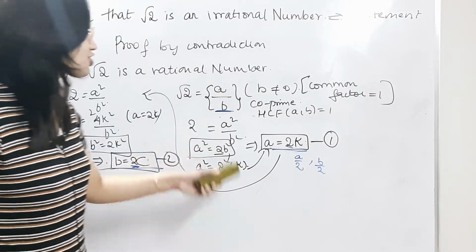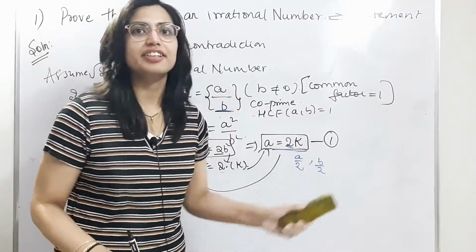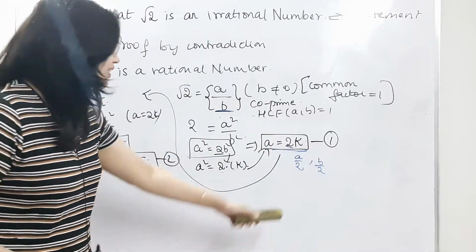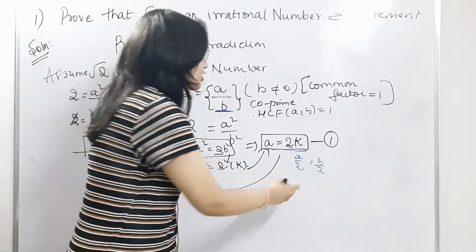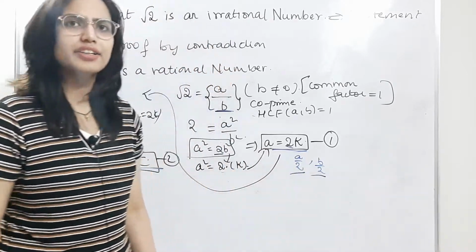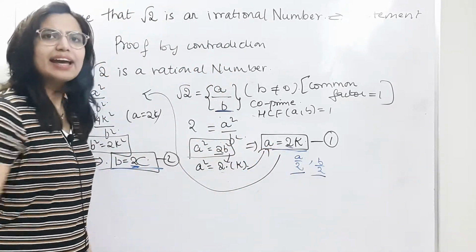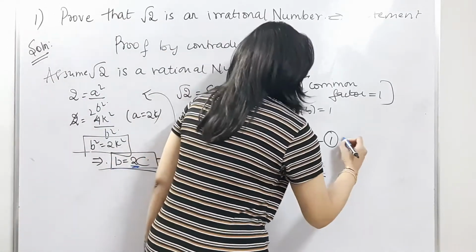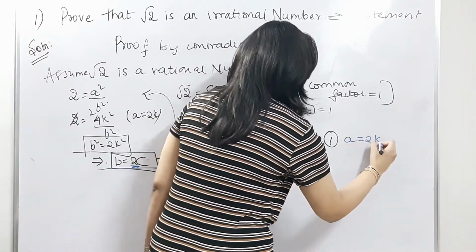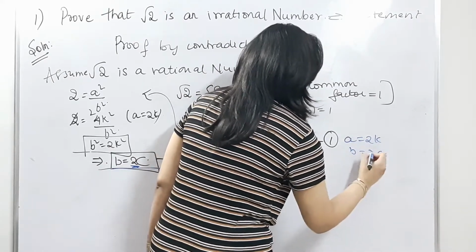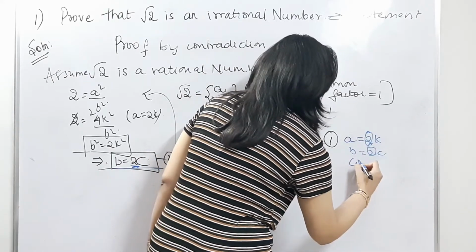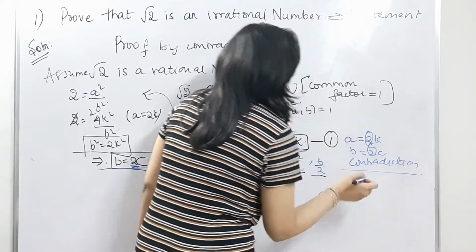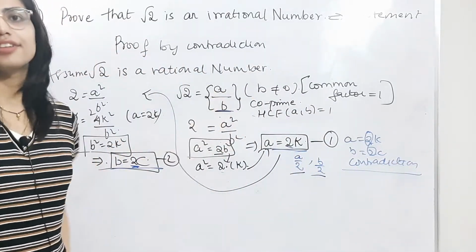We didn't give a chance to say that there is a common factor. That is the reason why we assumed A by B is co-prime. But here we can see, after further simplification, that there is a common factor, that is 2, that divides both A and B, which led to the contradiction. A is 2k and B is some 2c, but 2 is common here. So this is the contradiction to whatever we have assumed earlier.